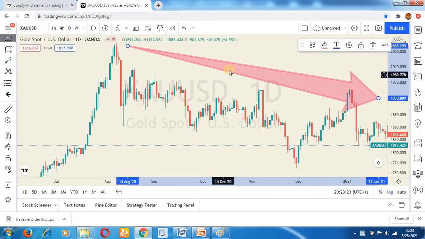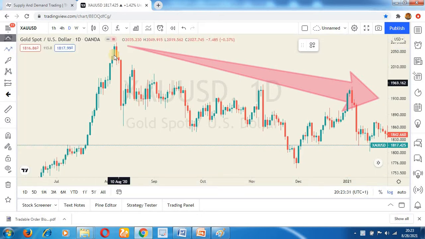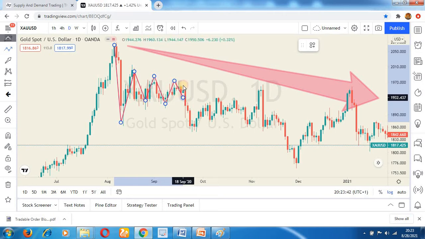Now in the process of making this downward movement, you see that price came down and made some consolidation here. This is what I was talking about, that price will come back and do some form of consolidation. Then at this point is where you have the torso, where you have this ranging market.